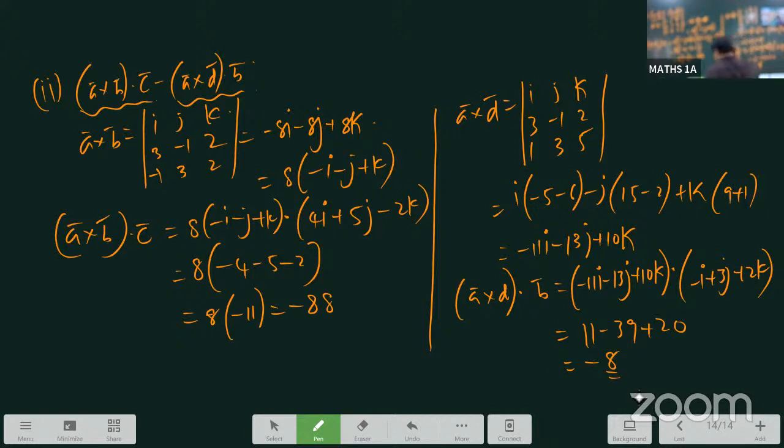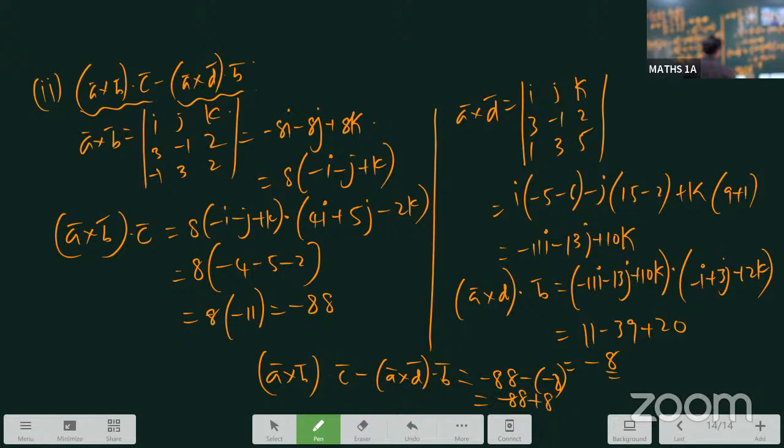So now what is asking actually? A cross B dot C minus A cross D dot B, that equal to what? So that is minus 88 minus of minus 8. Minus 88 plus 8. Minus 80 is your answer. I hope you understood.